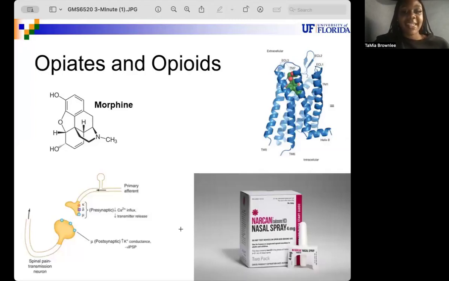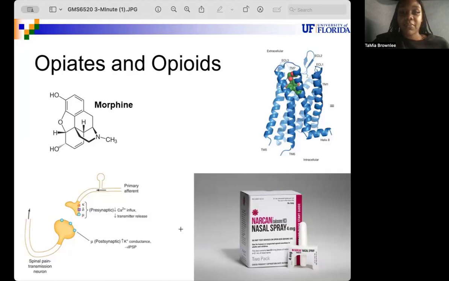Hello, everyone. Today we'll be discussing opiates and opioids using this slide. We'll focus on morphine, how it interacts with the body's opioid receptors, the process of pain transmission, and the critical role of Narcan in reversing opioid overdoses.